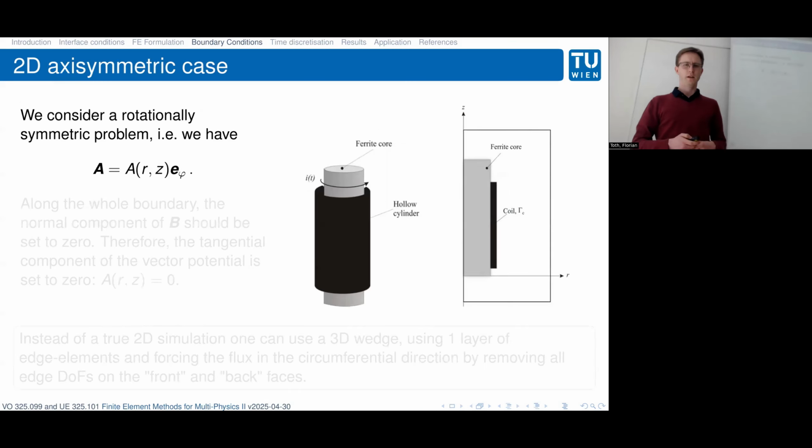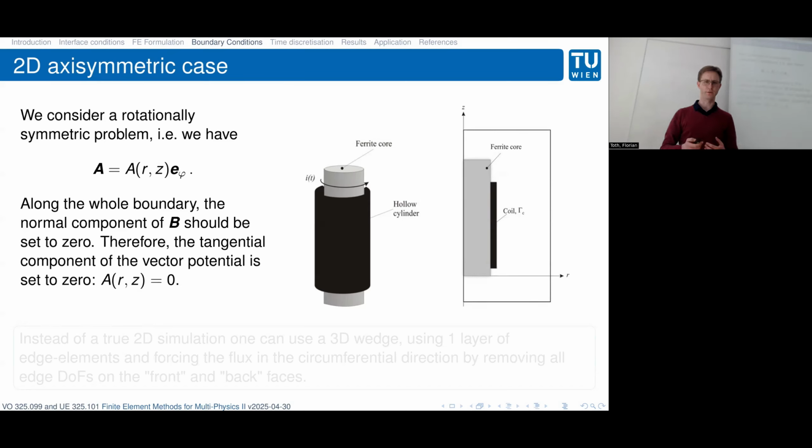This is similar to the axisymmetric case. The only main difference is that the meanings change and that the curl operator gets a little bit of a different form. So again, we only work on the circumferential component of the magnetic vector potential.